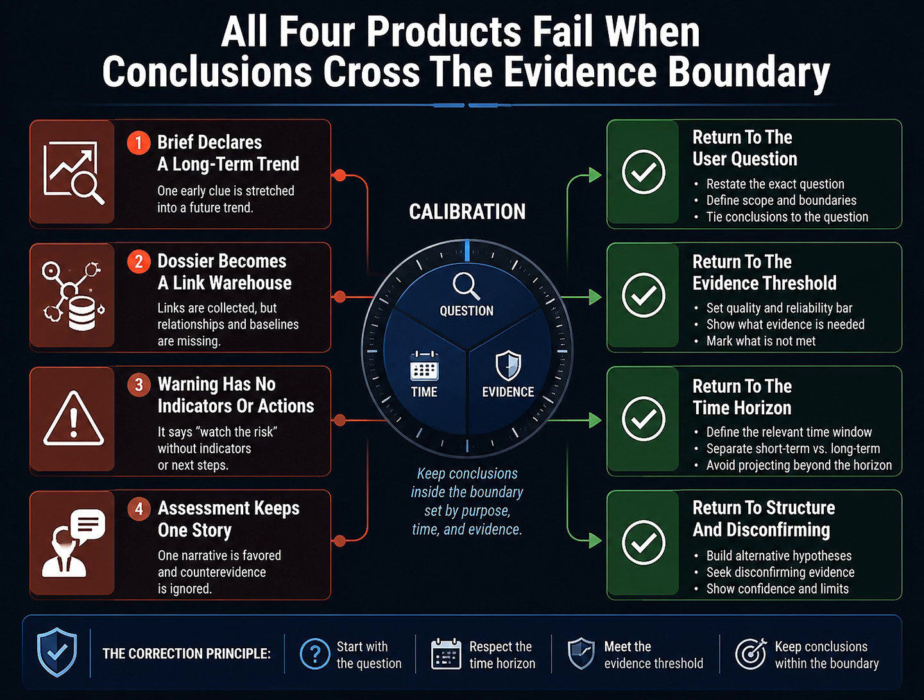When that happens, return to 3 calibration points. What did the reader ask? What is the time horizon? And what does the evidence actually support? Those questions usually pull the conclusion back into a defensible range.